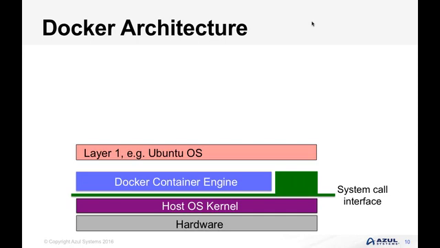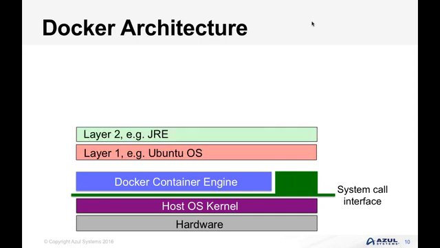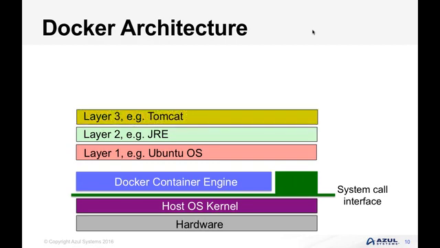Ubuntu will use the Docker Container Engine and the system call interface to talk to the hardware through the host operating system kernel. So this is where we get our level of abstraction, through the use of the system call interface. So we put our Ubuntu operating system into the first layer. What we then do is put another layer on top of that. So we have a layer which contains our Java runtime, standard Java virtual machine, class libraries, and so on. We then might have another layer on top of that, which is where we need to use Tomcat.